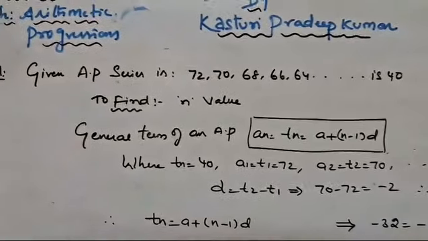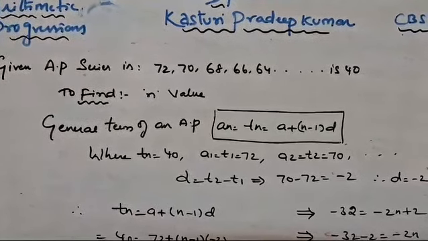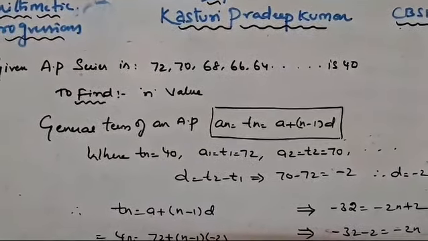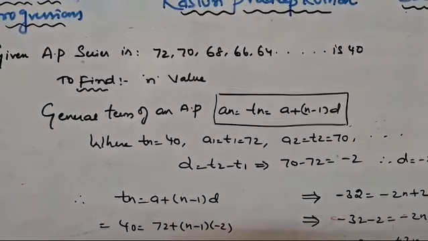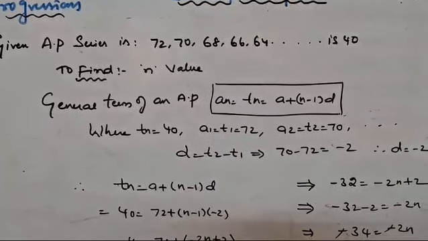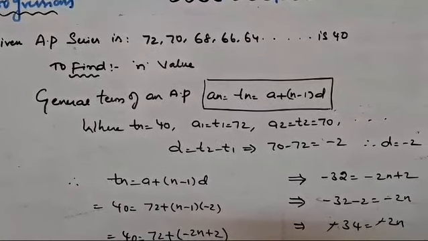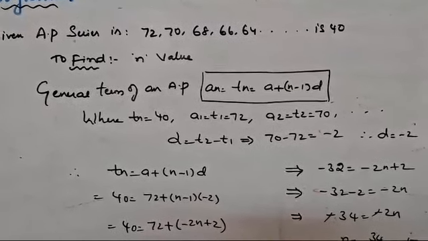So first, start with what is given in the question. The given AP series is 72, 70, 68, 66 and so on, and the last term is 40. We need to find the value of n. How many terms are there in the given series? So what is the general term of an AP? Tn equal to a plus n minus 1 into d. We can replace Tn with an.